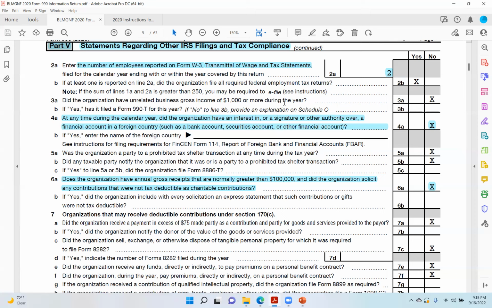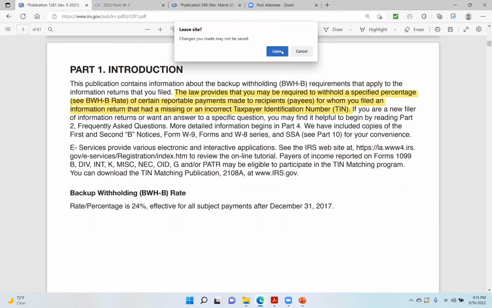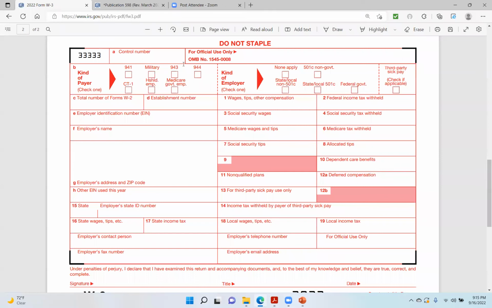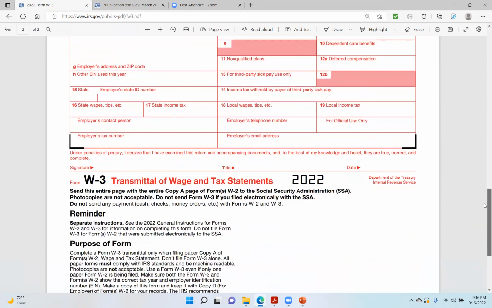And the Form W3, let me pull that up because I want you to see what it looks like. This is the Form W3. So this is another form that the accountant had to complete for the 2 full-time employees. Okay, the Form W3, transmittal of wage and tax statements.